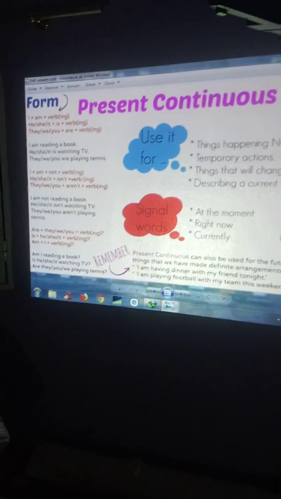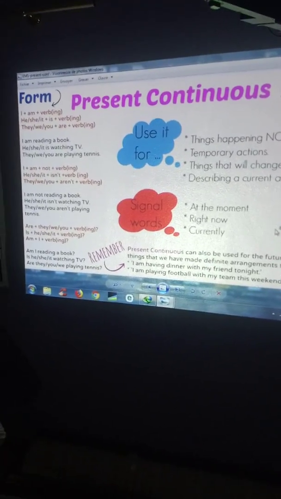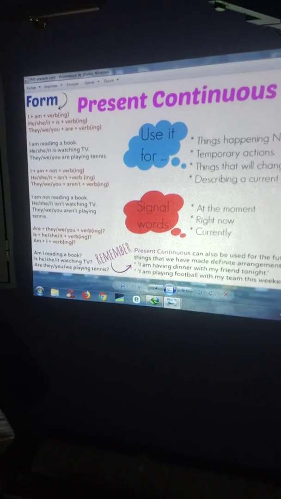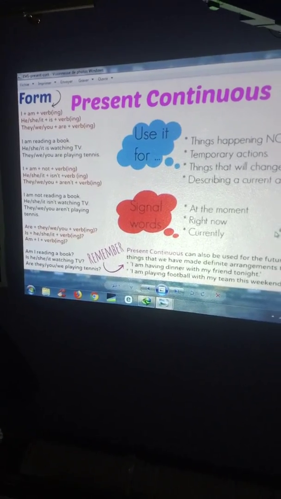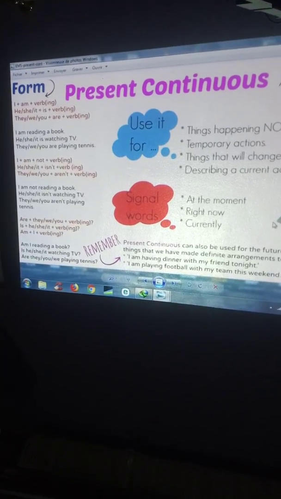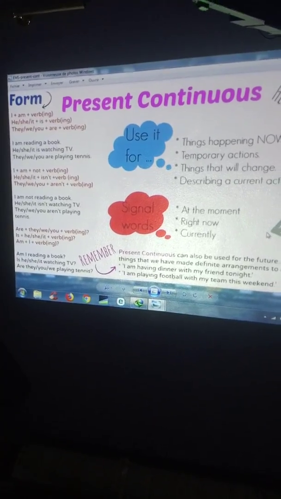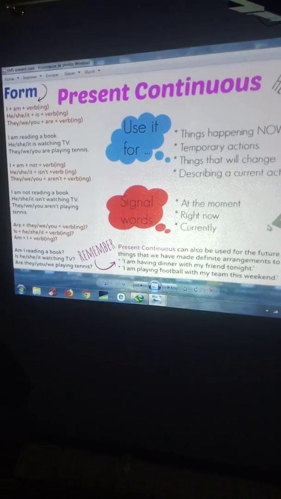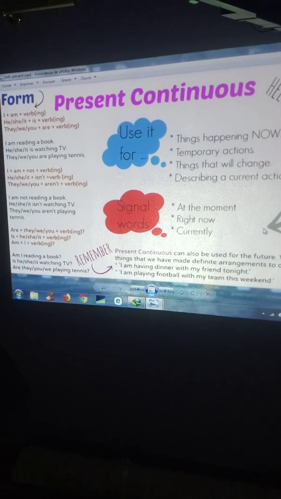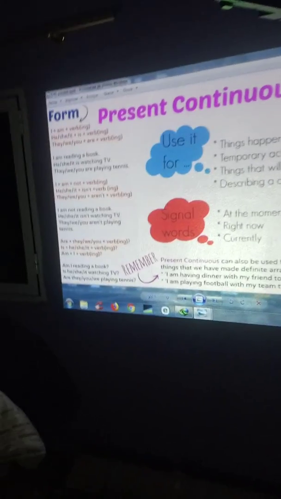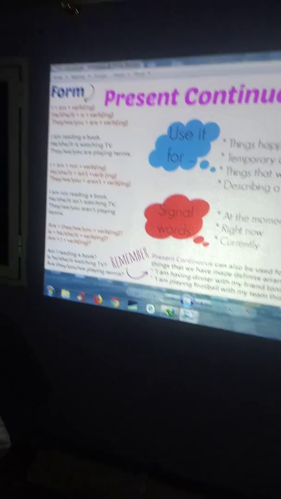Hello my dear students. Right now I am going to explain to you the lesson present continuous. I am going to explain to you the form, when do we use it, and signal words for it, and the three forms of the present continuous, which are the affirmative, negative, and the interrogative. Okay? So the first one is the form of the present continuous.